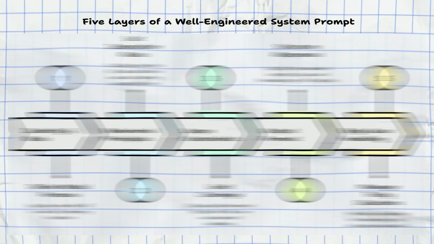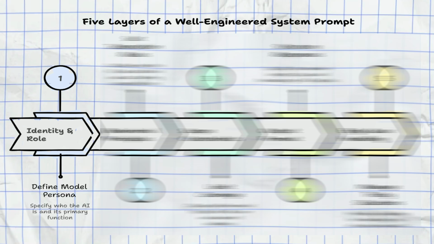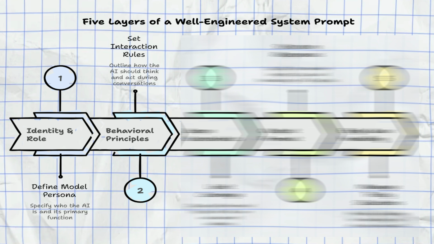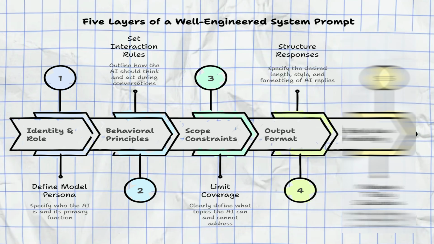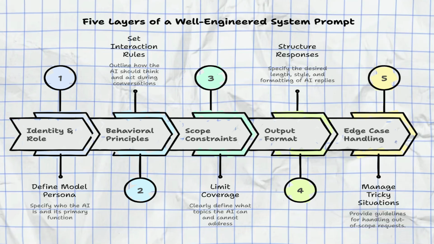A well-engineered system prompt has five layers. The first is identity and role: who is the model, and what's its function? Then we have behavioral principles: how should it think and act? Then we have scope constraints: what does it cover and not cover? The next is the output format: how should the responses be structured? And next is edge case handling: what to do in a tricky situation.